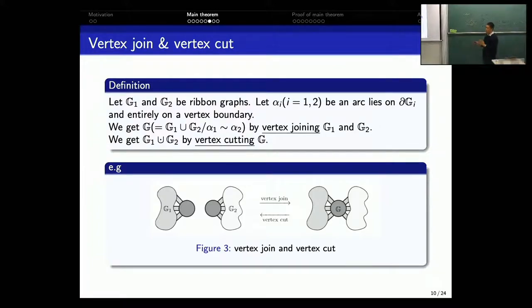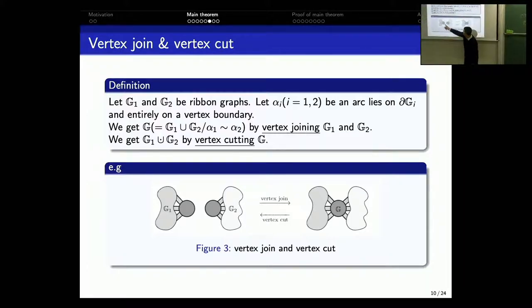And in Whitney's 2-isomorphism theorem, he defined some operations on graphs, which I call vertex identification, vertex cleaving, and Whitney twisting. I had to define some analogs of those operations. So here are vertex join and vertex cut. Don't look at the formal definition; I'll just explain by this picture. I pick alpha 1 and alpha 2 in ribbon graphs G1 and G2 and identify them to obtain this new ribbon graph. This operation is called vertex join, and the inverse operation is called vertex cut.